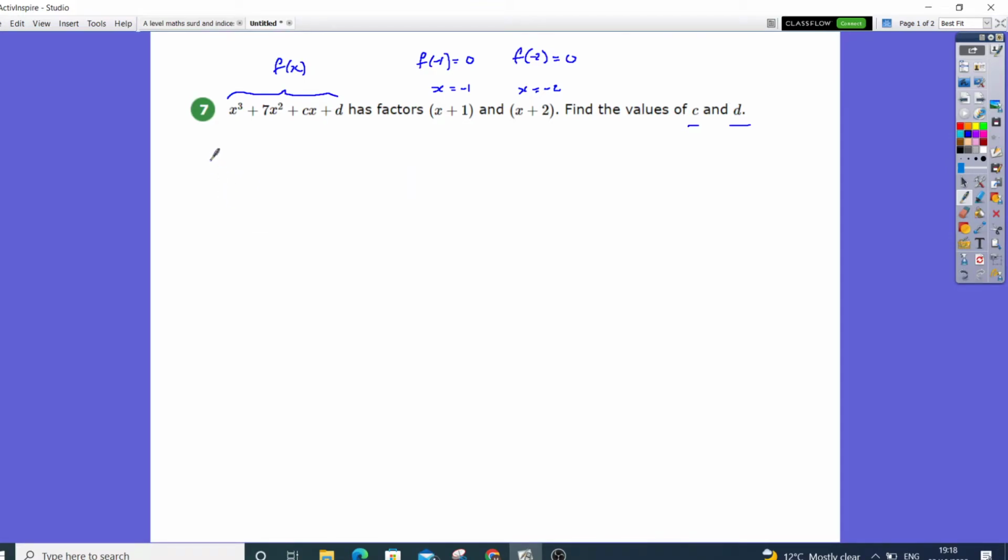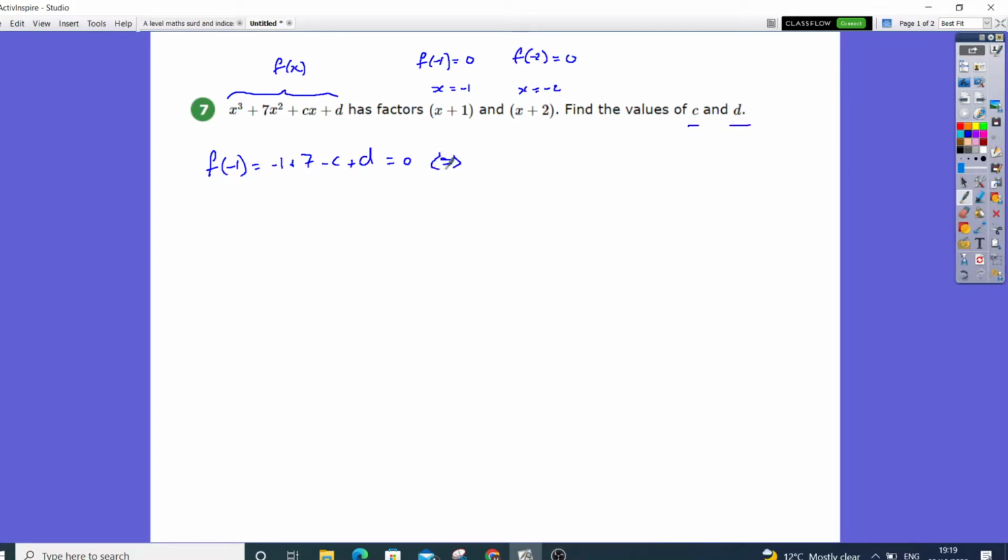Using the factor theorem, if I put minus 1 into this equation, minus 1 cubed is minus 1. Minus 1 squared is 1, plus the 7 times the 1, is positive 7. That will give me minus c, and that will give me plus d, and this is going to equal 0.